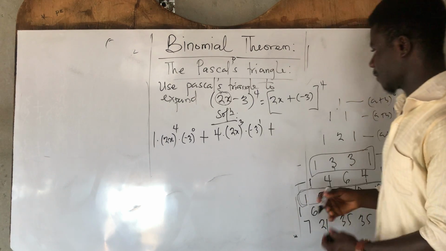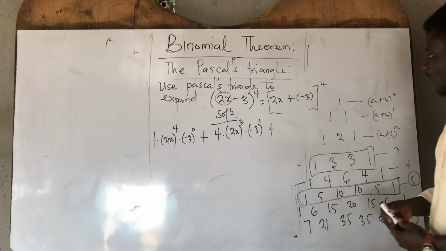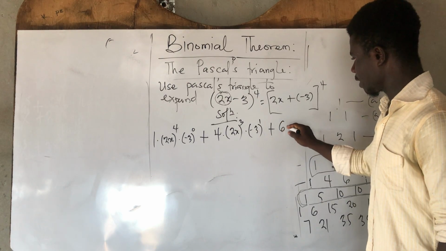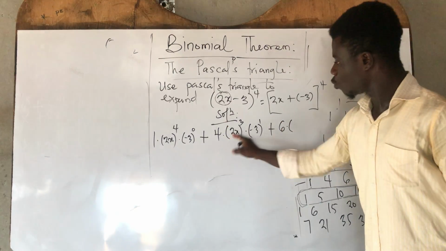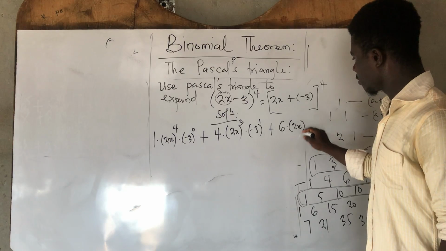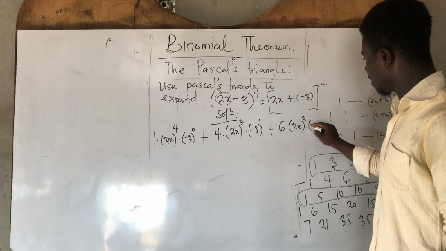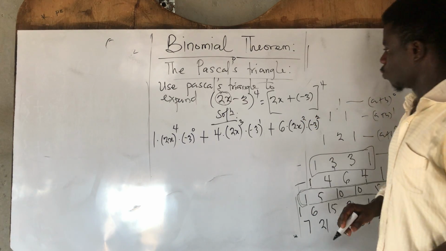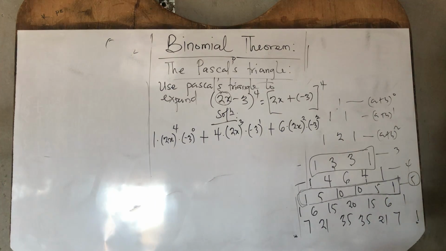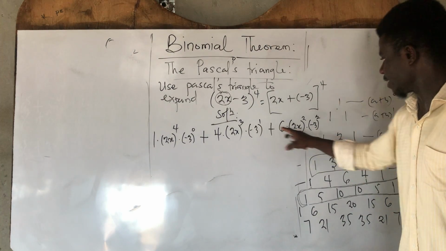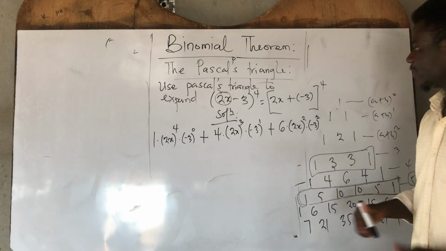Then plus. We have the next coefficient, which is 6. So 6 times 2x. It will move to 2. Then times minus 3. It will move to 2. So this one is decreasing and this one is increasing.